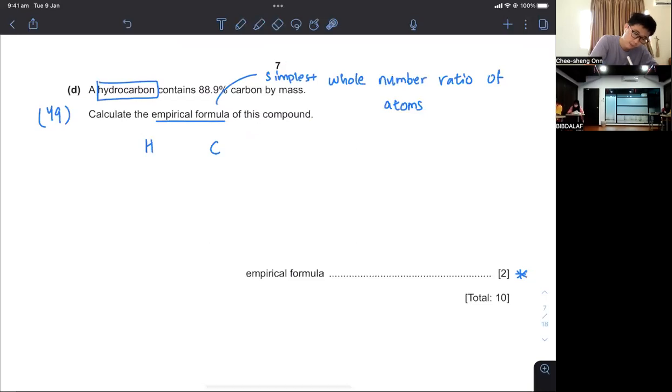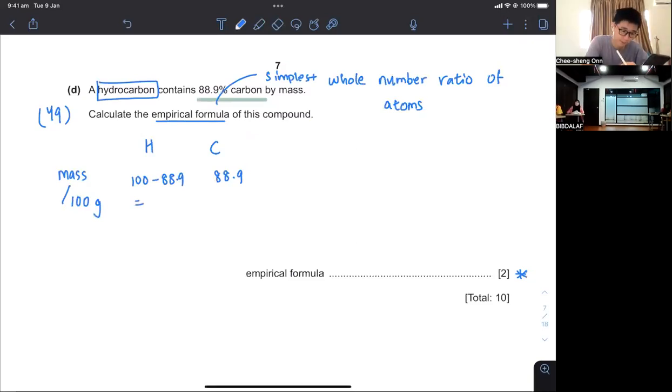Hence, I write down the atoms. I write down the percentage. This is percentage of carbon, 88.9%. Percentage is out of 100. So if I have this by mass, that means out of 100 gram is 88.9 gram. The remaining percentage, 100% minus 88.9, will give me the remaining percentage by mass of hydrogen. On your calculator, you get 11.1. These are percentages by mass. I can convert this to gram, out of 100 gram.